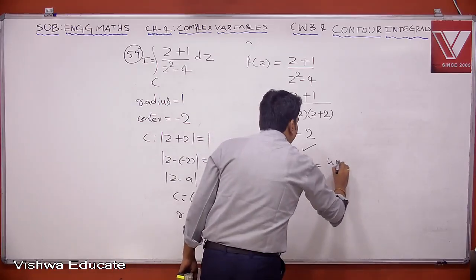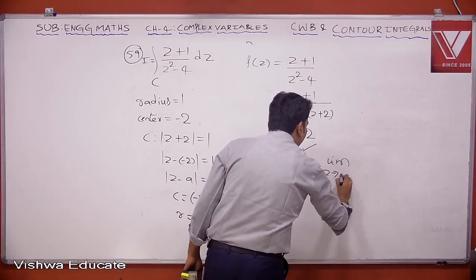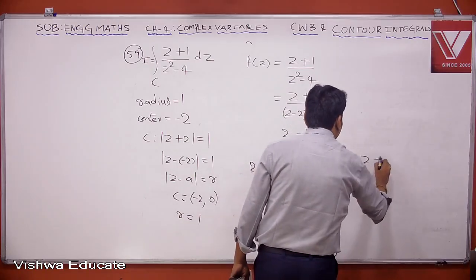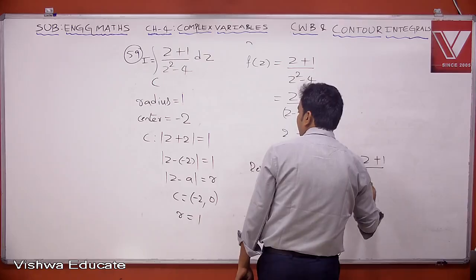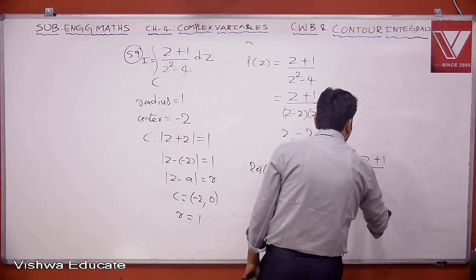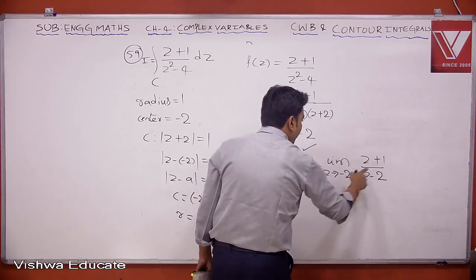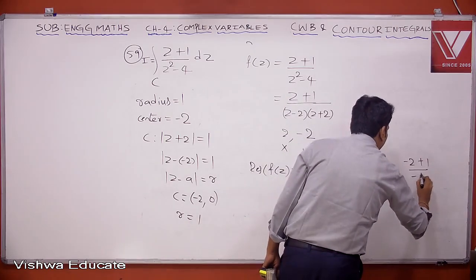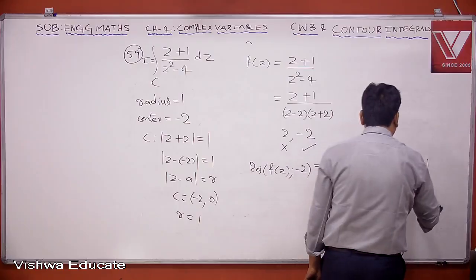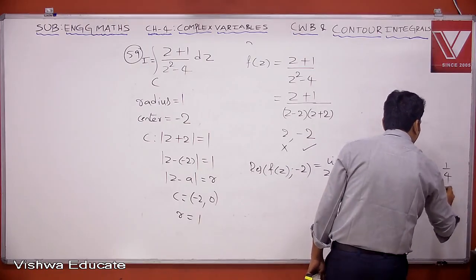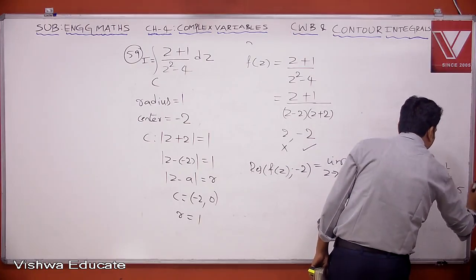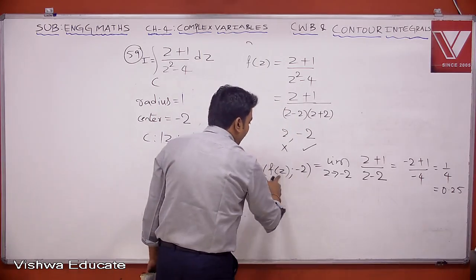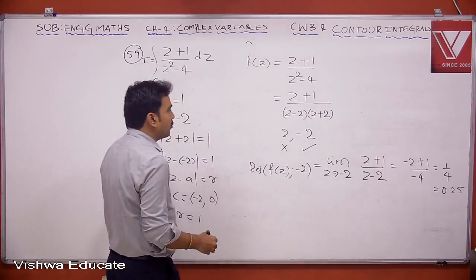So this is limit z tends to minus 2 of z plus 1 divided by z minus 2. Replace z by minus 2, we get minus 2 plus 1 divided by minus 4. So therefore this is 1 by 4. So it is 0.25. Now the residue of f of z at minus 2 is 0.25.